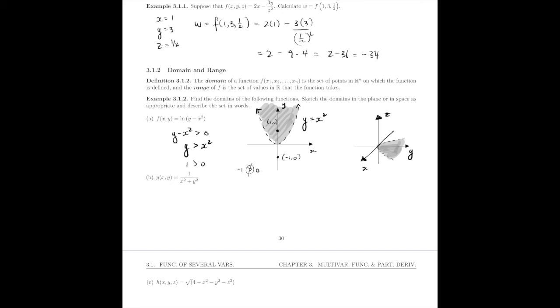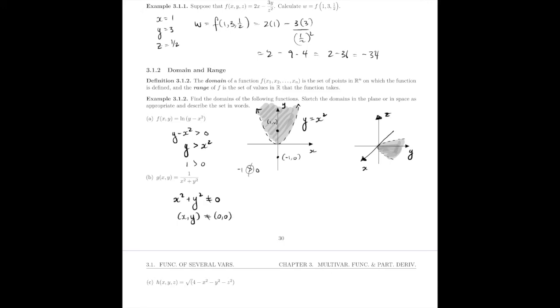Okay, let's look at part B. g of x, y is 1 over x squared plus y squared. So the same rules apply as always apply in function calculations. There are operations that you are not allowed to do, and we're not allowed to divide by 0. So x squared plus y squared cannot equal 0, which means that x and y cannot be 0 at the same time. And one way to write that is to say (x, y) cannot be (0, 0).